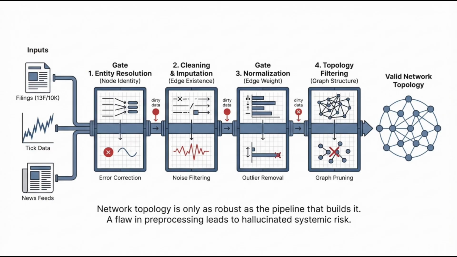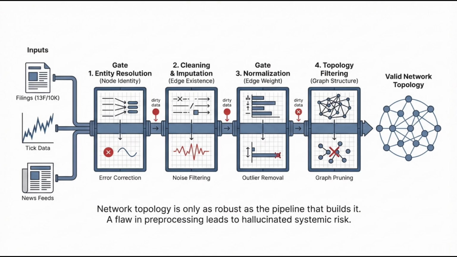This slide gives us the full pre-processing pipeline, and it is worth studying carefully because it summarizes the entire lecture. The inputs on the left include filings like 13F and 10K, tick data, and news feeds. Those raw inputs pass through 4 gates. Gate 1 is entity resolution, which means making sure that different names referring to the same institution are unified into one identity. Gate 2 is cleaning and imputation, where we decide how to handle missing or noisy edge information. Gate 3 is normalization, where edge weights are rescaled so that large institutions do not dominate the graph purely because of their size. Gate 4 is topology filtering, where we prune noisy structure and preserve the meaningful graph backbone. The final result is a valid network topology.